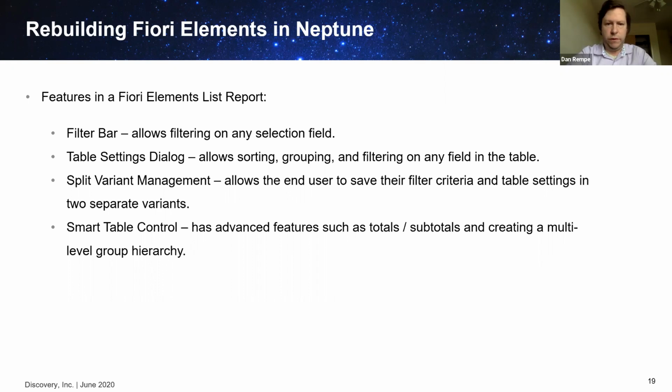And you can also do further filtering in that control. You have two different types of variant management. One of them saves the filter bar criteria and the other one saves your visual changes to the table layout. And then the table control itself is called a smart table. This has a bunch of advanced features that aren't normally available in the regular SAP UI5 table, like multiple levels of grouping and total and subtotal lines.